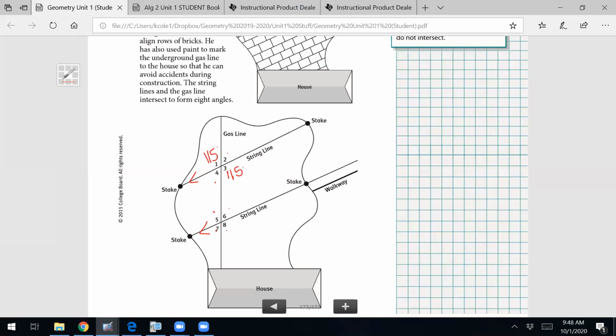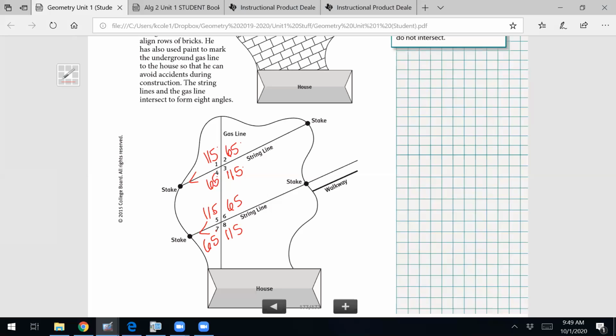Now, you tell me what angle 2 and angle 4 are. And how do you know it's 65? They're supplementary. Okay, so that means they have to equal 180. Now, what's 5 going to be? How do you know it's going to be 115? That's exactly right. It's parallel lines. So that means that whatever is here has to be exactly the same. They're like a carbon copy of one another because they're parallel lines.